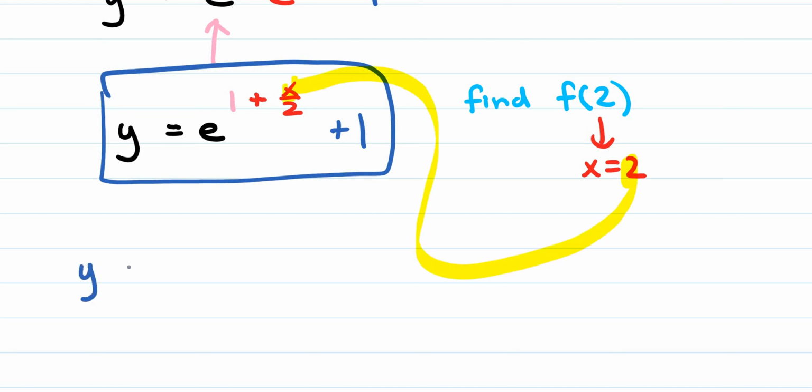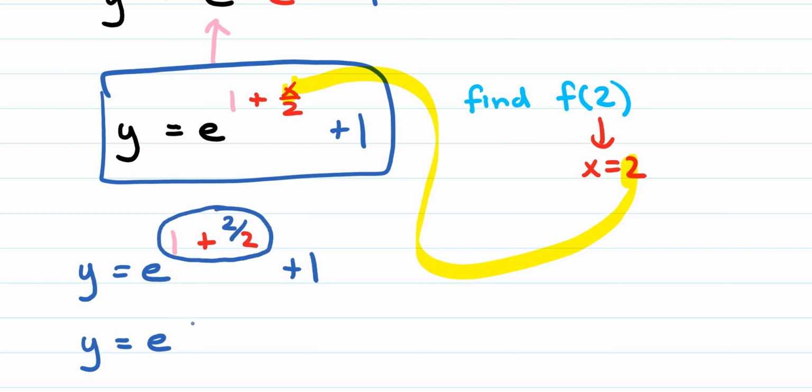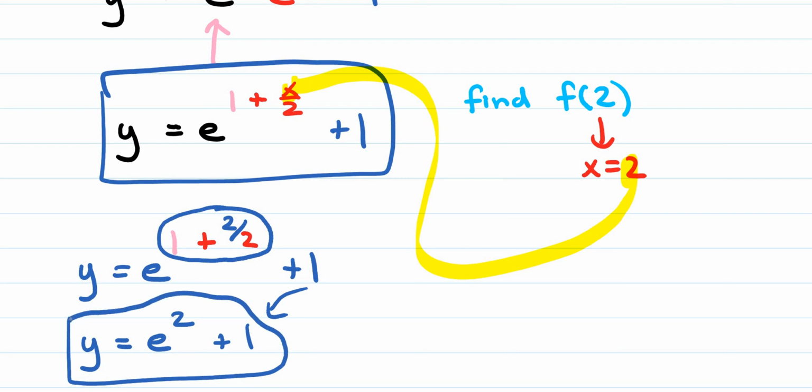So final answer, y equals e to the power of 1 plus, if I plug in that 2 there, that's the same thing as 2 divided by 2, and then a plus 1 at the very tail end here. And this is now going to be y equals e to the power of, well, 1 plus 2 over 2 is just 2, right? 1 plus 1 is 2, and then this plus 1 at the very end. And that right there is your final answer, and that will conclude this video homework guide.